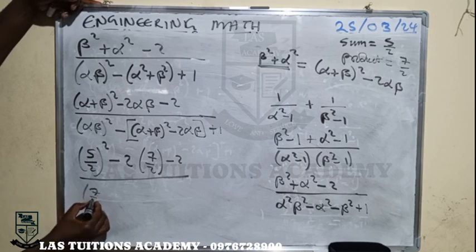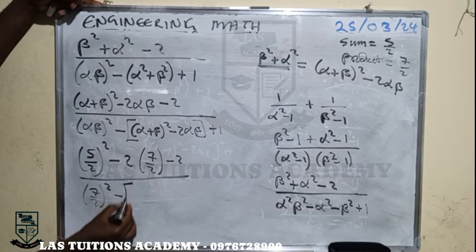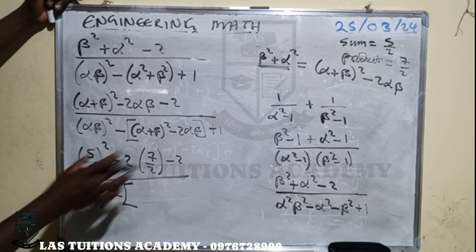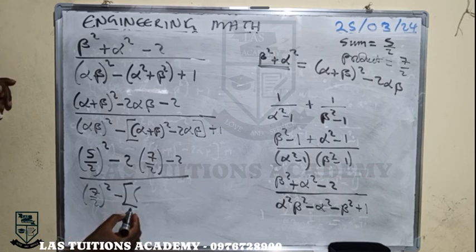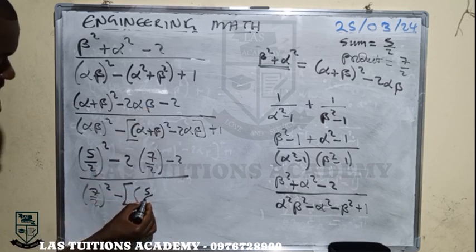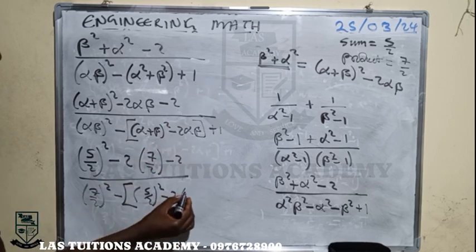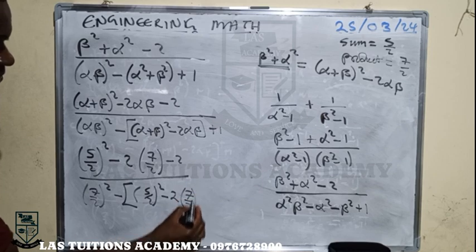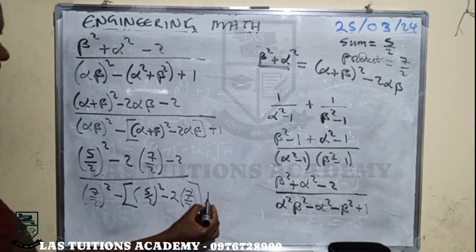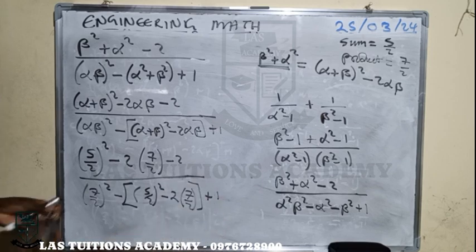7 over 2 squared minus, here we're going to have the sum which is 5 over 2. 5 over 2 squared minus 2 multiplied by the product which is 7 over 2. Then we close n plus 1. This is what we have.